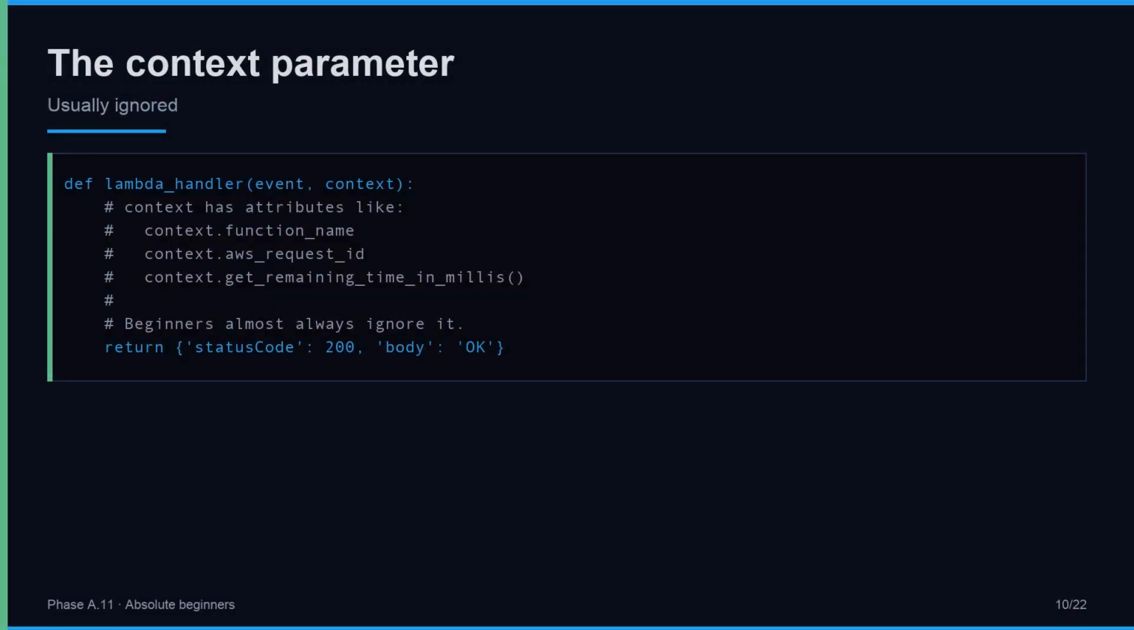The context parameter is an object Amazon passes with runtime information. It has attributes like function name, the AWS request id, and a method called getRemainingTimeInMillis that tells you how many milliseconds are left before Amazon kills your function. For beginner handlers, you almost always ignore context. It exists for advanced cases, like canceling work when you are about to run out of time. In this course we never read from context. We accept it in the signature because Amazon requires it, and then we ignore it. That is completely normal. Accepted, then ignored.